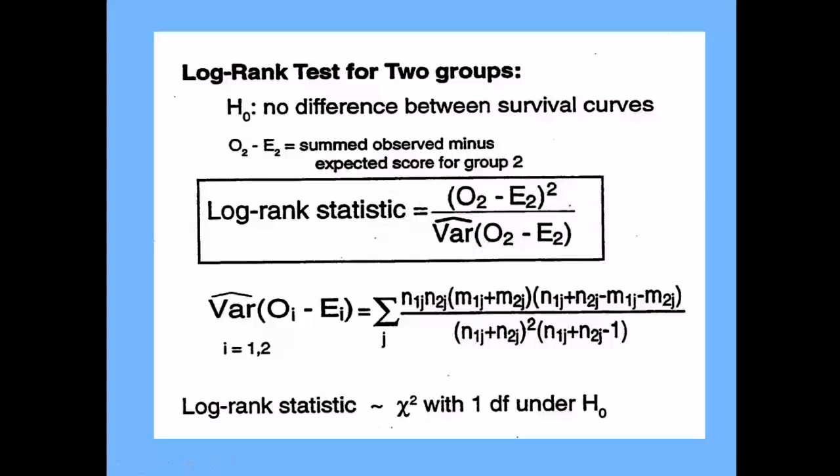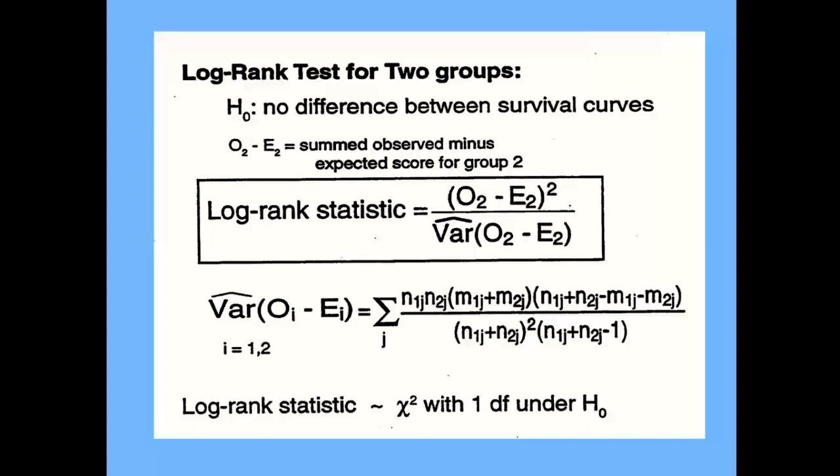Now, the reason why it's a chi-square with 1 degree of freedom and not 3 degrees of freedom is because you're comparing 2 groups. You're comparing 2 survival curves. If you're comparing 3 survival curves, what do you think the degrees of freedom would be? 2, right? It's always 1 less than the number of groups, survival curves you're comparing. Okay? So there is a formula for 3 groups.